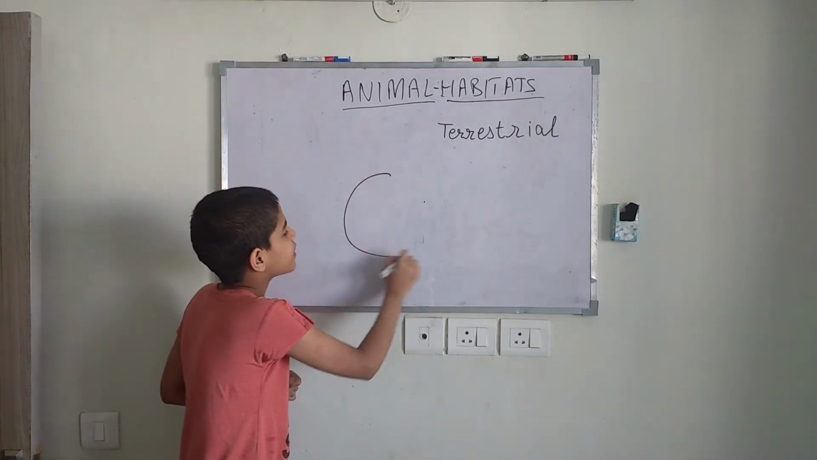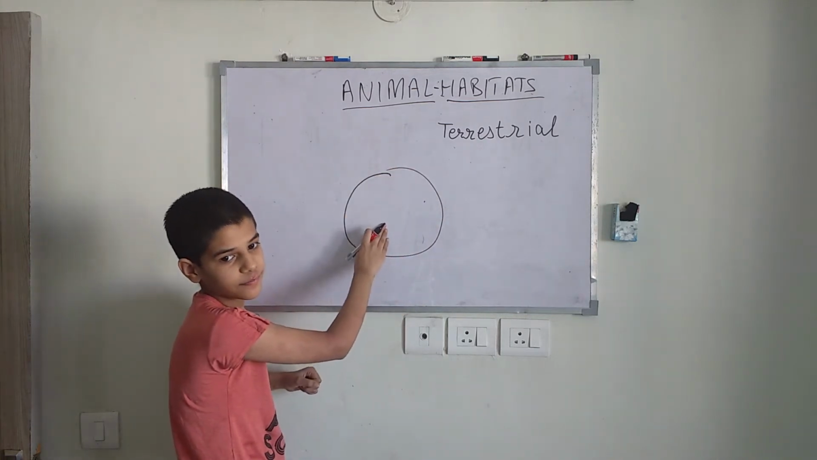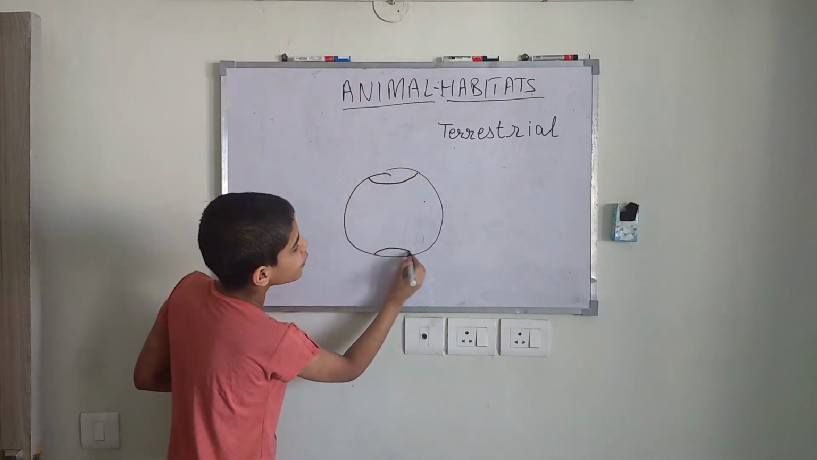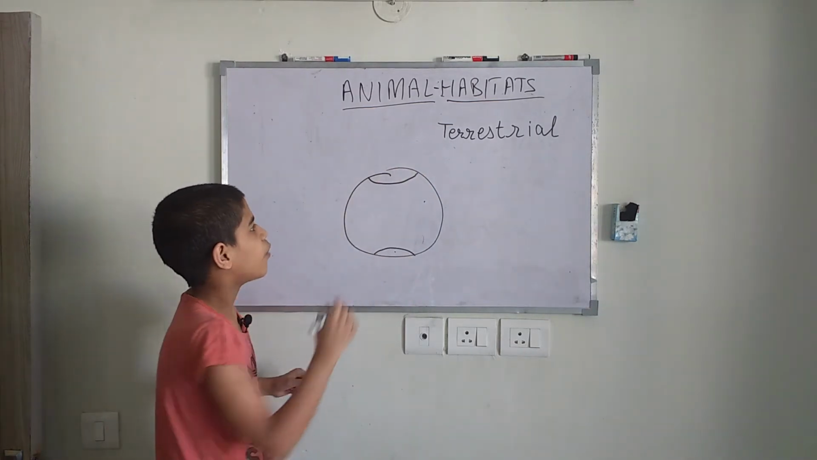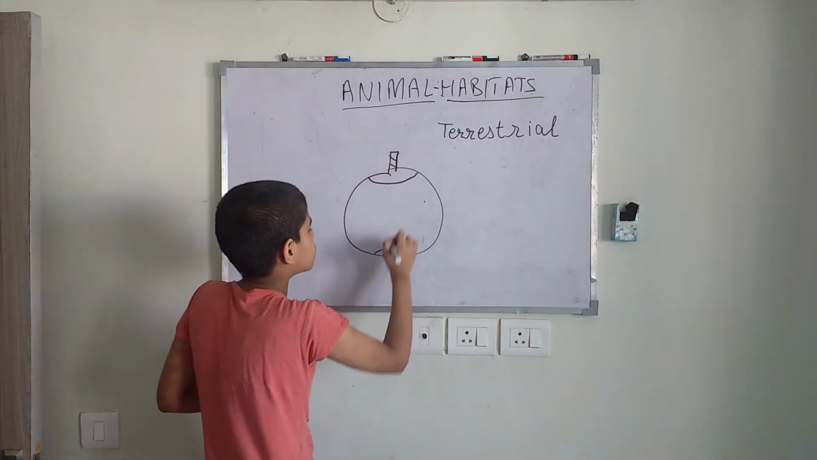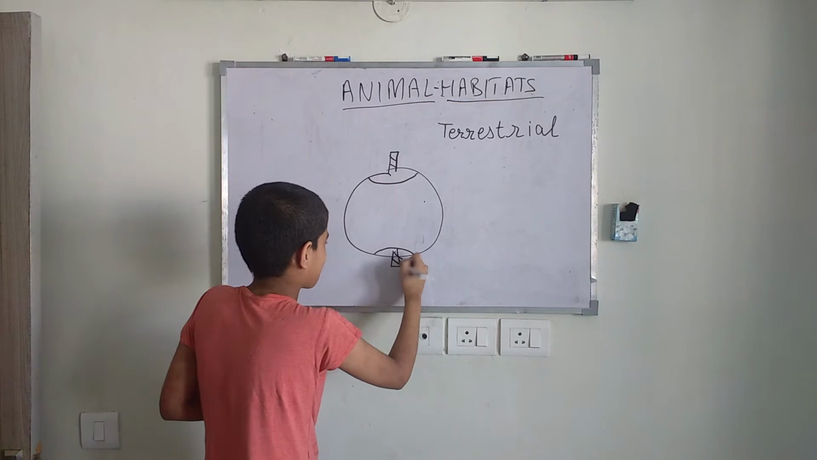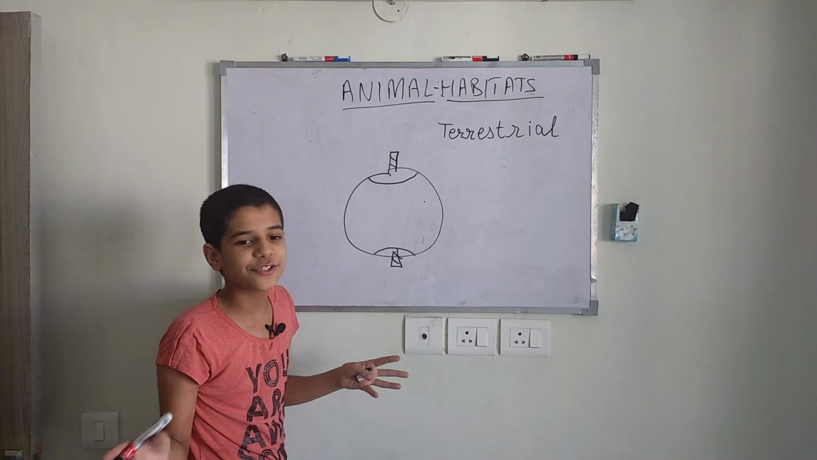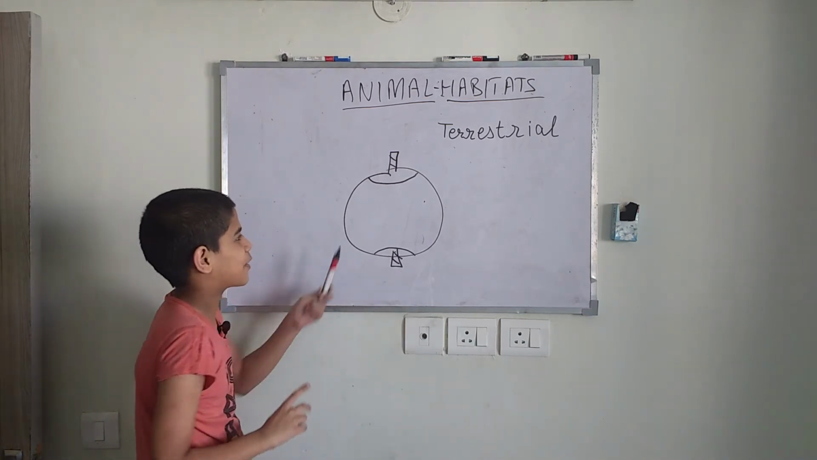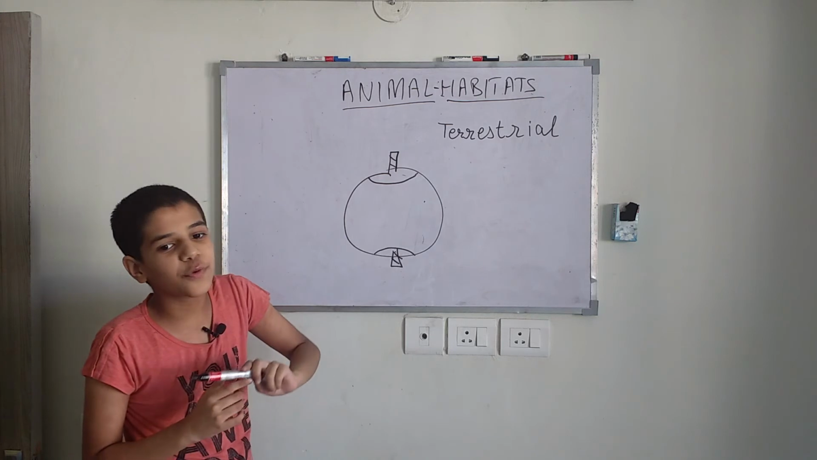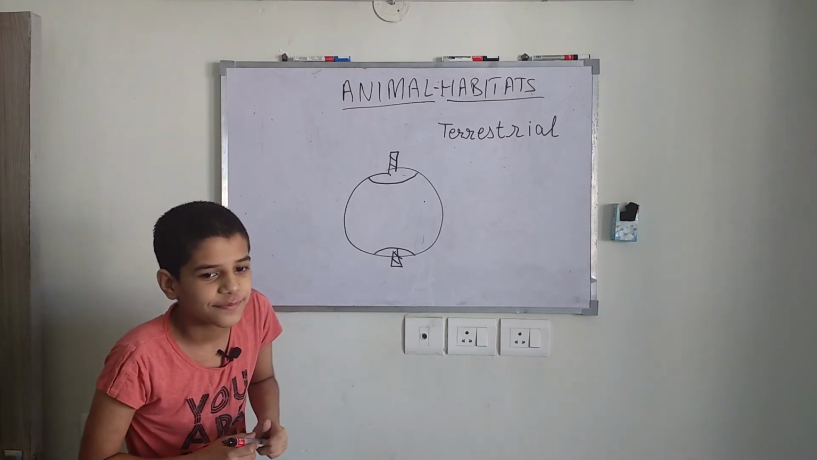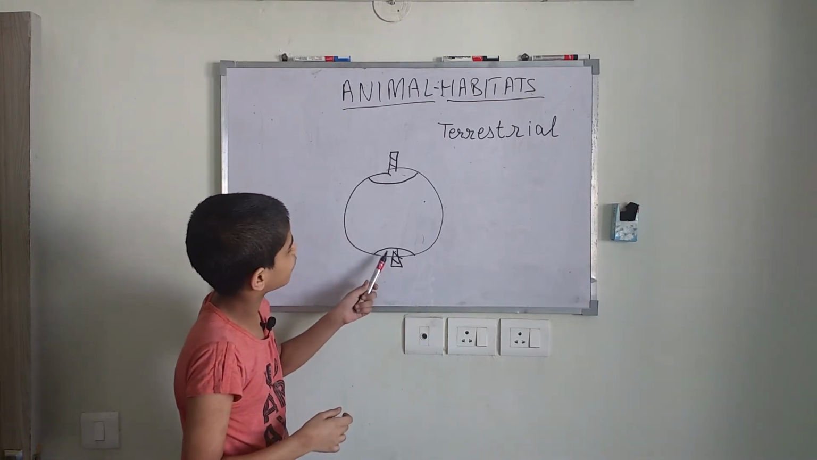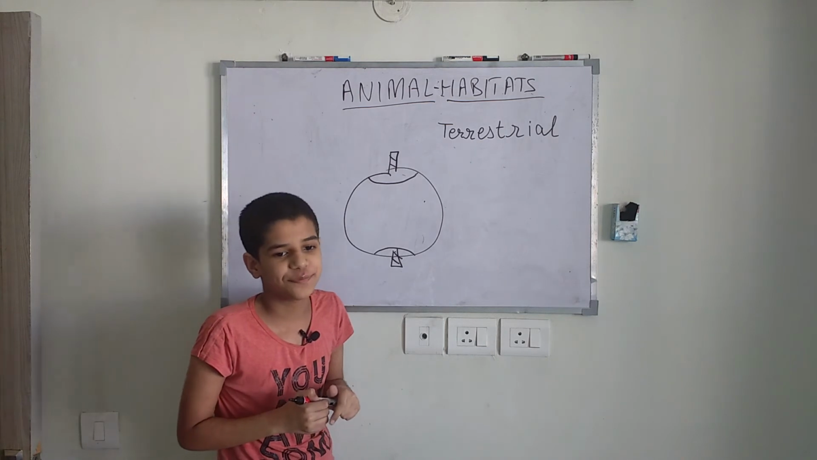Now let's come to the polar regions. Now the polar region, suppose this is Earth. Now the polar regions are present over here and over here. Now this is the North Pole. This is the South Pole. You can imagine them as imaginary poles, but they are not actually poles over there. Okay. So the area around the North Pole is called? Arctic region. Correct. And the area around the South Pole is called the Antarctic region.